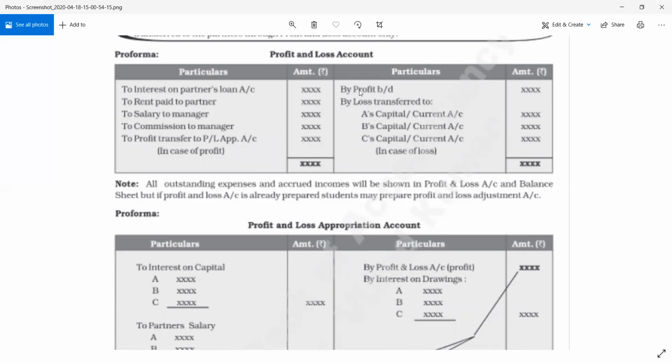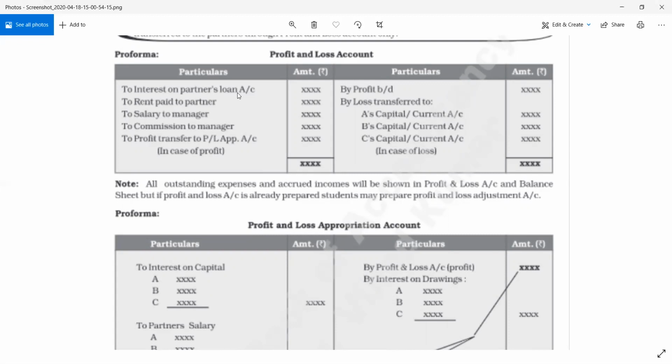First of all, you'll get the by profit brought down. It will not be net profit because it requires some more adjustment. That is why by profit brought down. And what you have to do is, one by one, you have to pay first of all the interest on partner's loan. Students, remember there are two very important items related to partner which are shown in the profit and loss account. Generally, all the items related to partner are shown in the profit and loss appropriation account, with the exception of two.